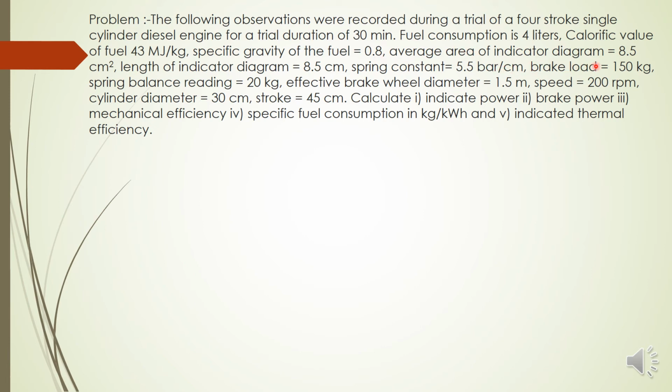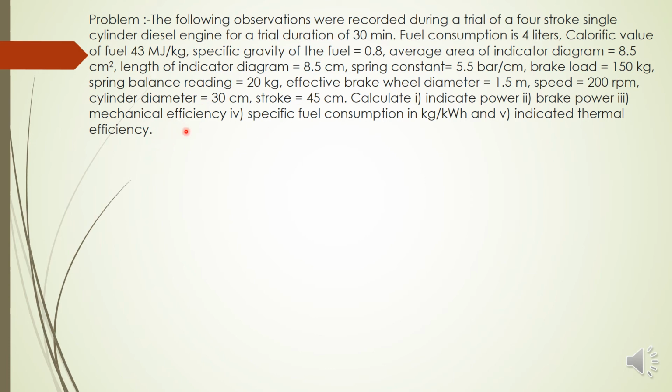The average area of indicator diagram is 8.5 centimeter square. Length of indicator diagram is 8.5 centimeter. Spring constant is 5.5 bar per centimeter. Brake load is 150 kilogram. Spring balance reading is 20 kilogram. Effective brake wheel diameter is 1.5 meter. Speed is 200 rpm. Cylinder diameter is 30 centimeter. Stroke is 45 centimeter. Calculate indicated power, brake power, mechanical efficiency, specific fuel consumption in kilogram per kilowatt hour, and indicated thermal efficiency. So this problem we have to solve.